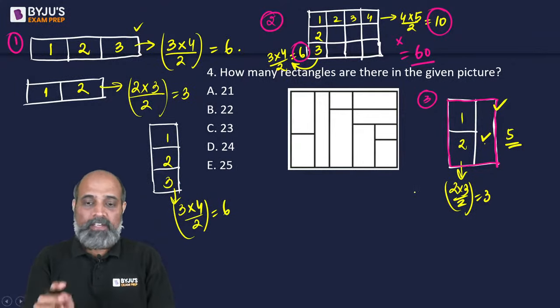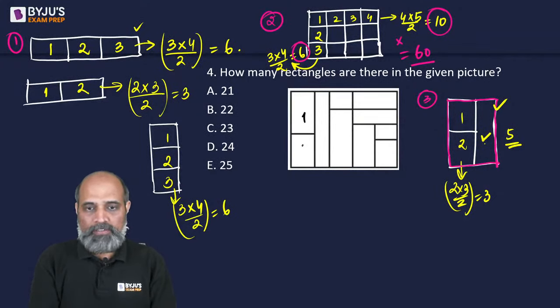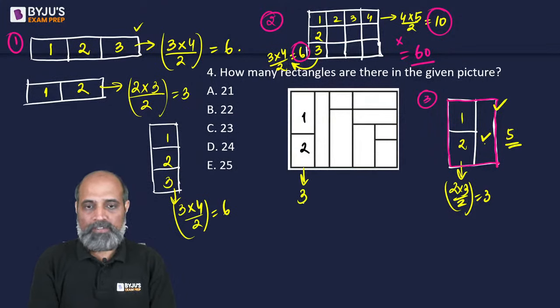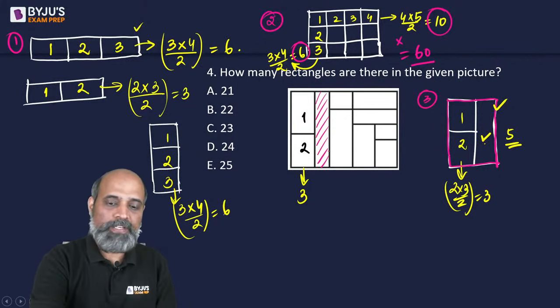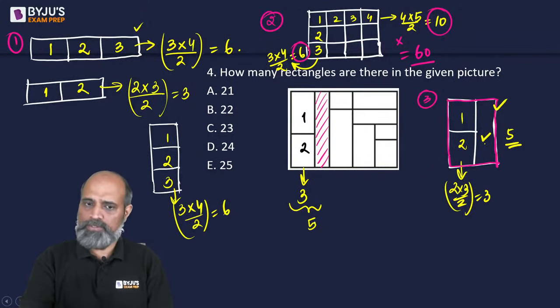ठीक है? Going by that logic, if we try to solve this, ये वाले से कितने rectangles आएंगे? 3. Now, the moment I join this, total how many rectangles we have? 5. Just solved a similar question here. Okay. Let's move to the next one.